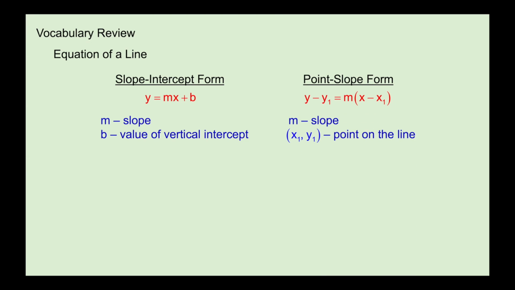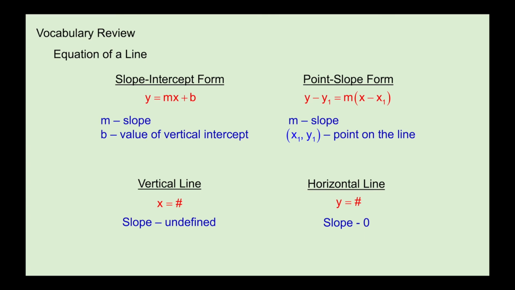The formula for that is y minus y sub 1 is equal to m times the quantity x minus x sub 1, where m represents the slope and (x1, y1) represents a point on the line. We want to remember that a vertical line will be written with an equation x equals a number, where the slope is undefined, and a horizontal line is when we have y equal to a number and the slope is 0.